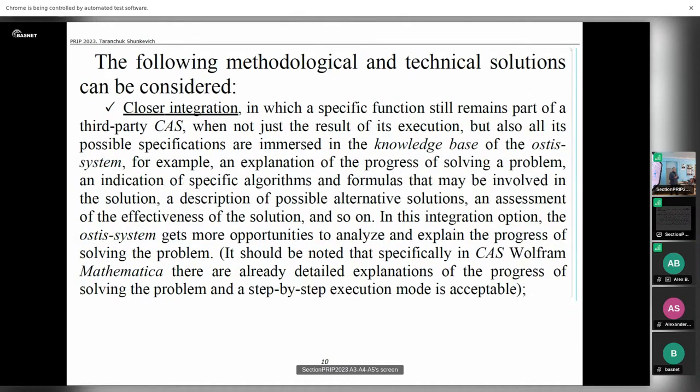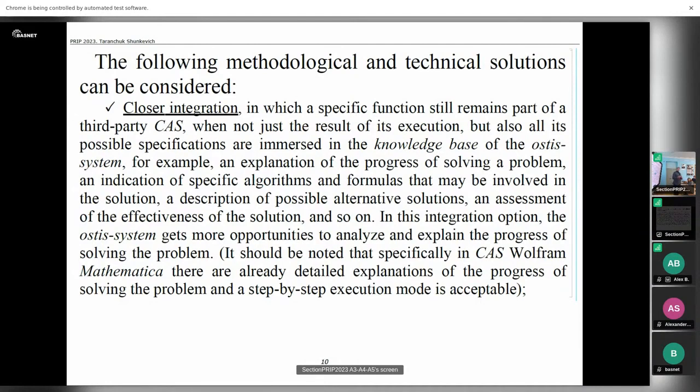The second way is closed integration, when specific functions still remain part of the external system, in our case the CAS, computer algebra system, but we can describe in our knowledge base some features of that external system. So our main intelligent system is able to manage the problem solving process and to use some features, because it knows about them.